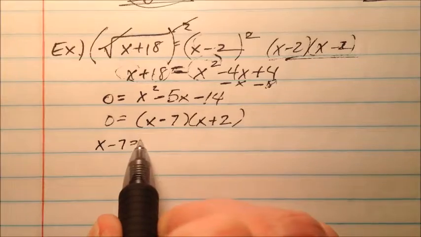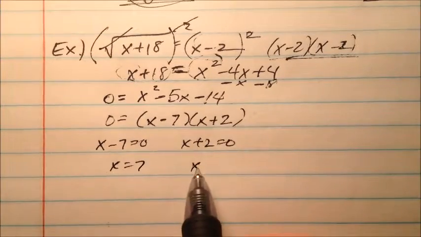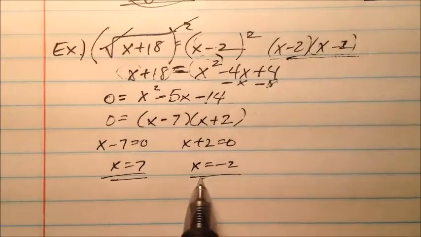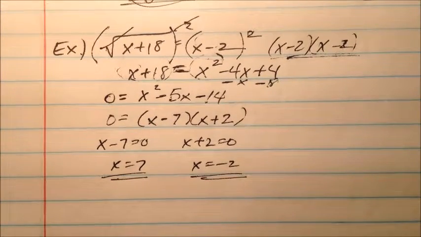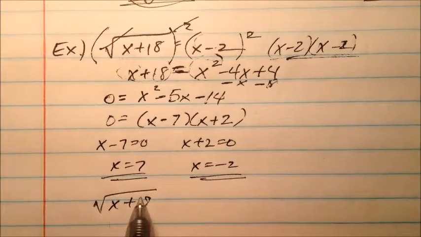Well, like we did before, I can take each one of these factors independently and solve. So I'll get x is 7 and x is negative 2. But you have to be careful because you might have extraneous solutions.